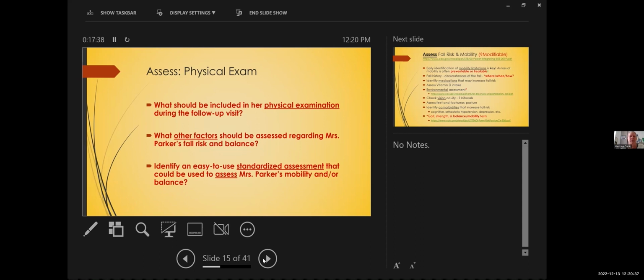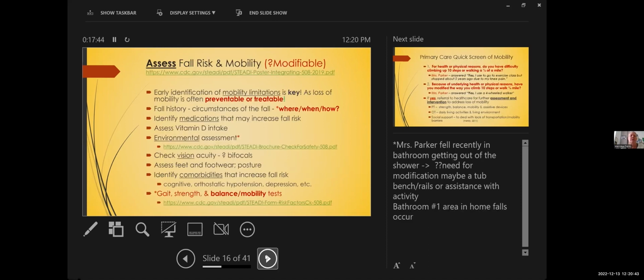Okay, so if we look ahead to our physical exam of Mrs. Parker, the things that we might want to assess regarding fall risk and mobility are listed here, but also think about, are they modifiable? Are there things that we can do something about, or are they going to be there? So one, we want to identify any mobility limitations early. That's very key, because a lot of times mobility loss is preventable or treatable.